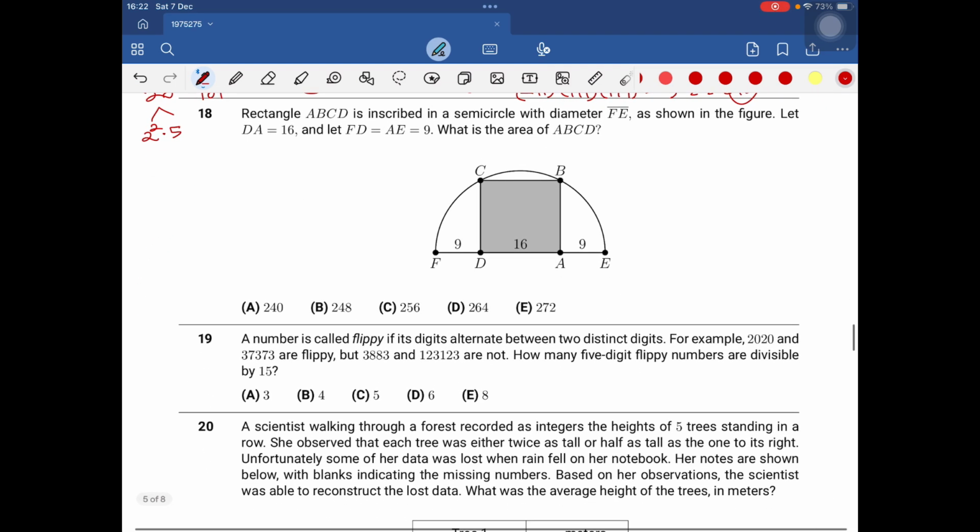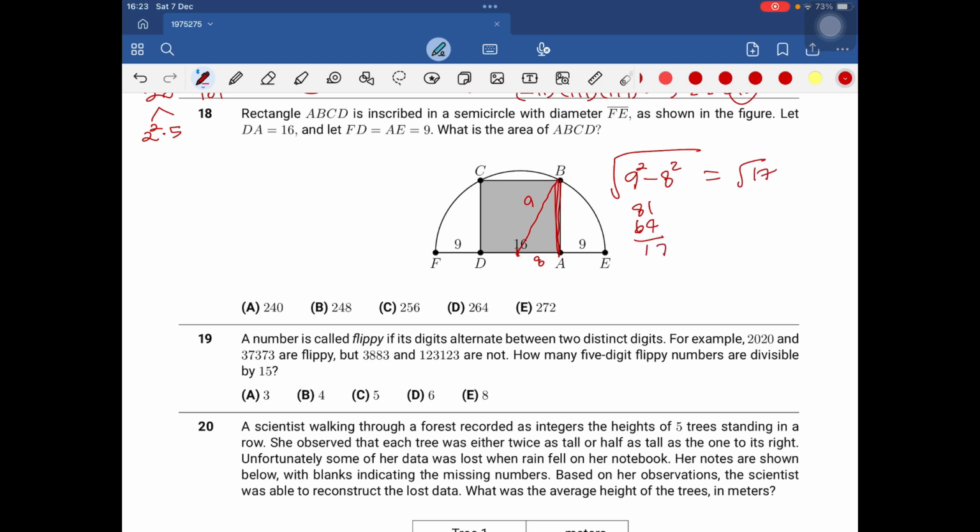Number 18. Rectangle ABCD is inscribed in a semicircle with diameter FE. Find the area of ABCD. So here, this is the radius of 9, 8. So we can find BA: 9 squared minus 8 squared, 81 minus 64, 17, root 17.